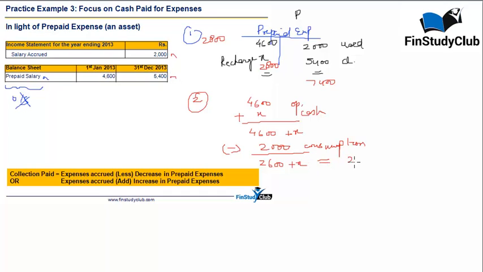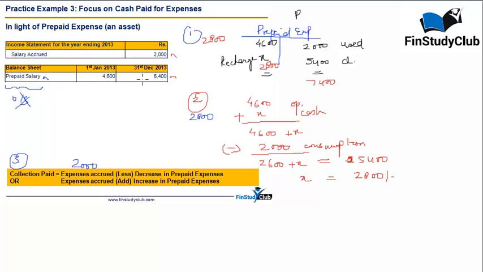So 5400 is equal to 2600 plus X, where X is equal to $2800. So again, the answer is coming out to be $2800. I can relook at it from the third point of view, which is the least recommended point, is 2000.